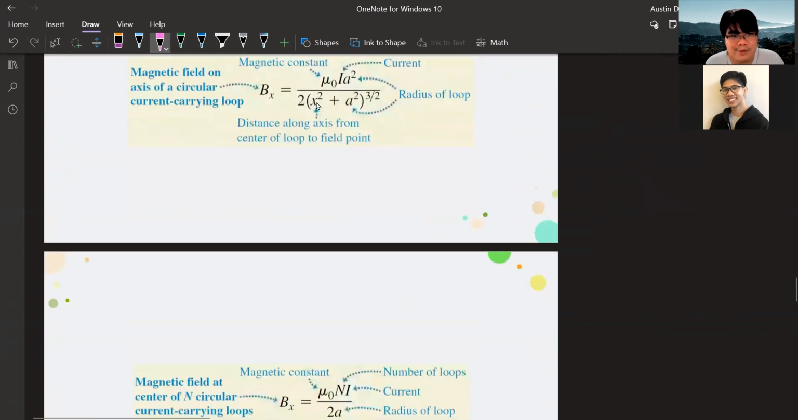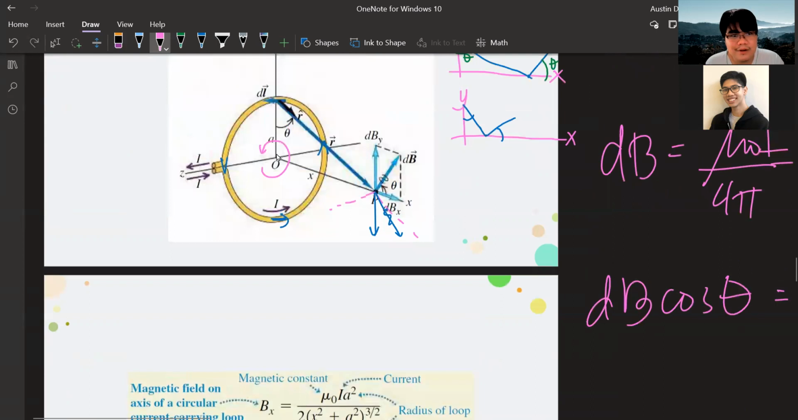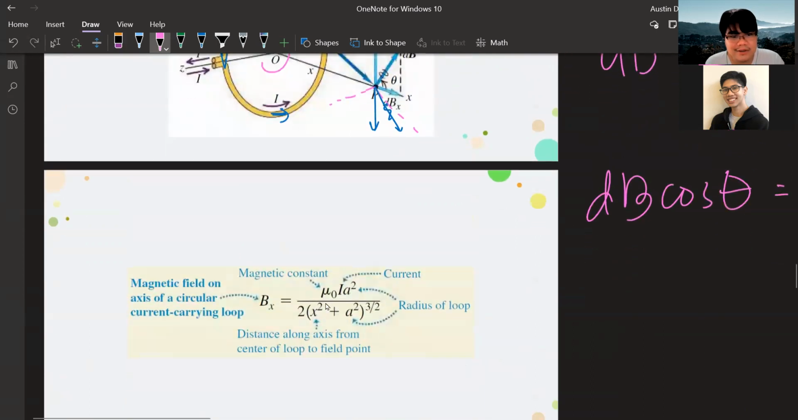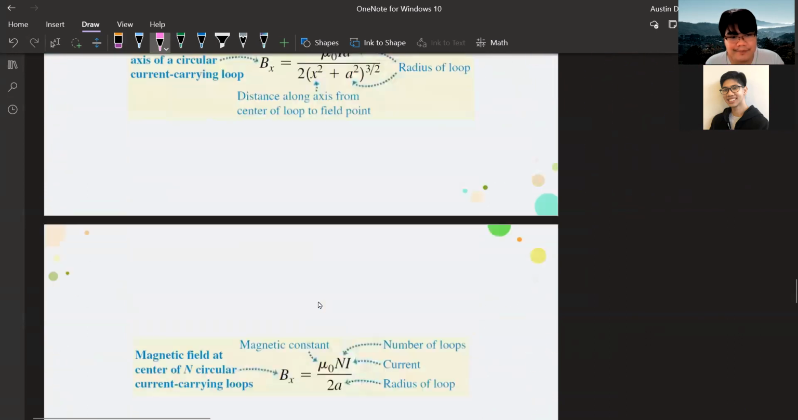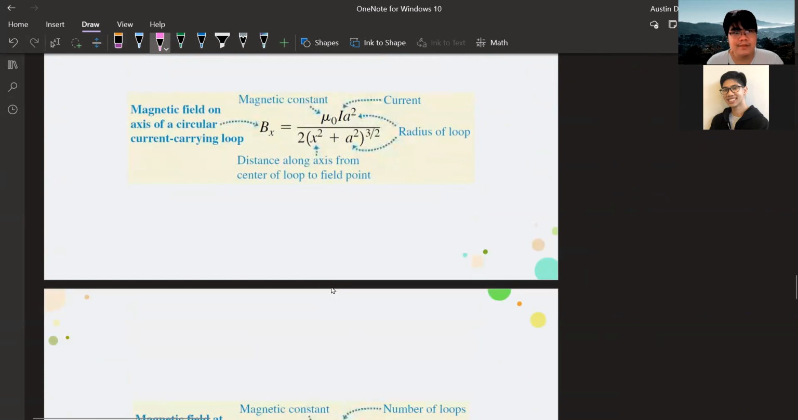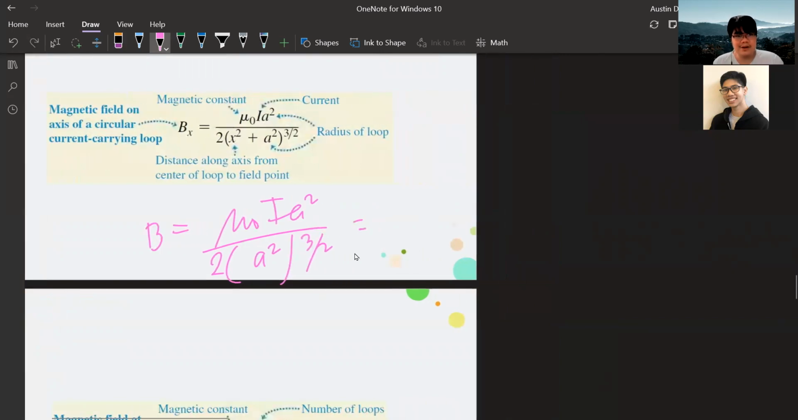Okay, and then if you want the maximum field, punta ka sa x equal to 0. Sa mismong origin, center ng circle. Punta ka doon, you'll get the maximum. And when we do that, let's get the maximum: mu naught I a squared over 2 times a squared to the 3/2, magiging a cube ito. a squared over a cubed becomes mu naught I over 2a. So for a single wire, we have this magnitude of field in the center of it.